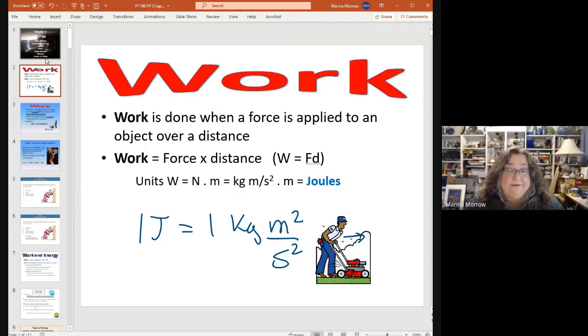Now, often when we're calculating work, people don't want to go to joules. They often just stop at Newton meters. They say, that's a good unit. We'll just use Newton meters. So that's another possibility also. You can just use Newton meters.